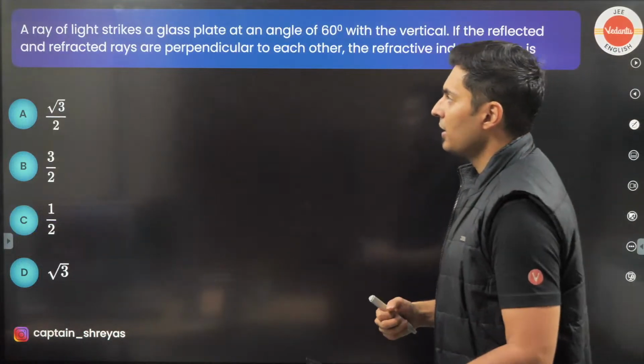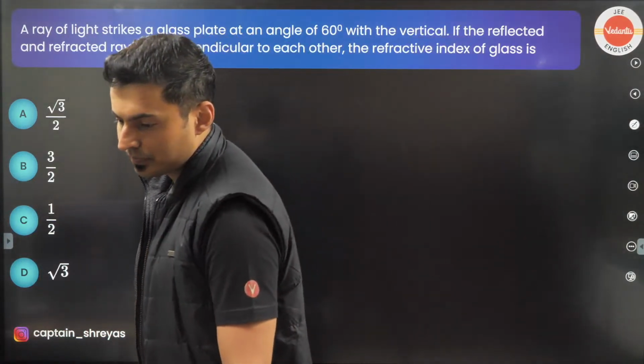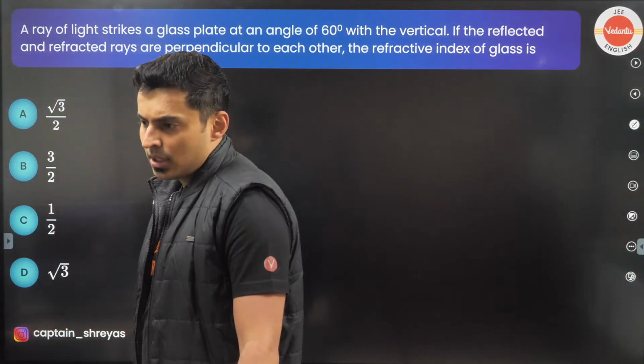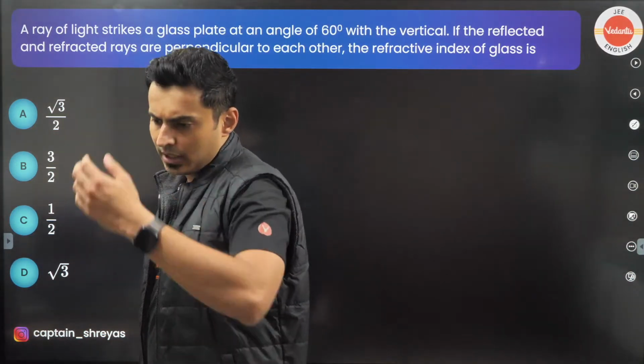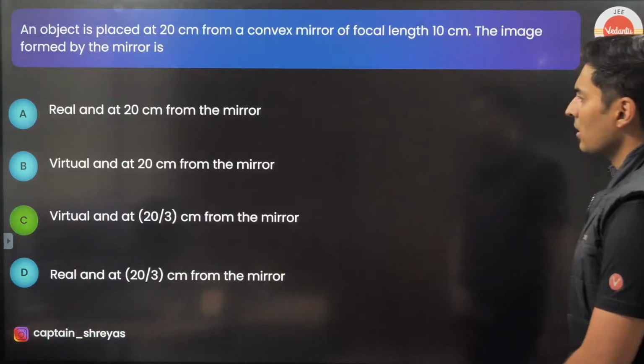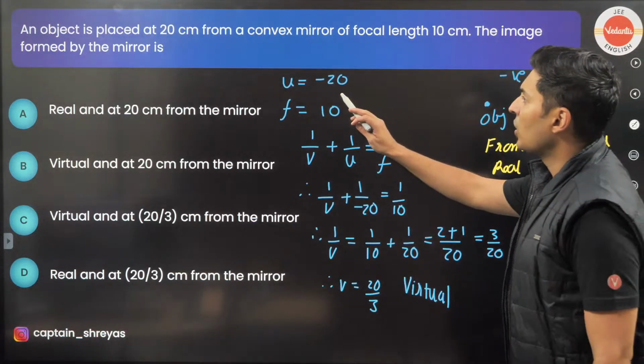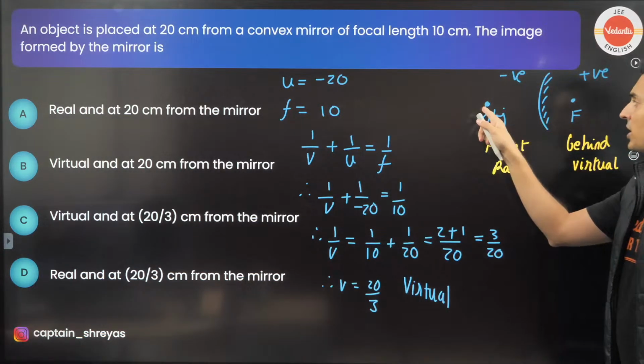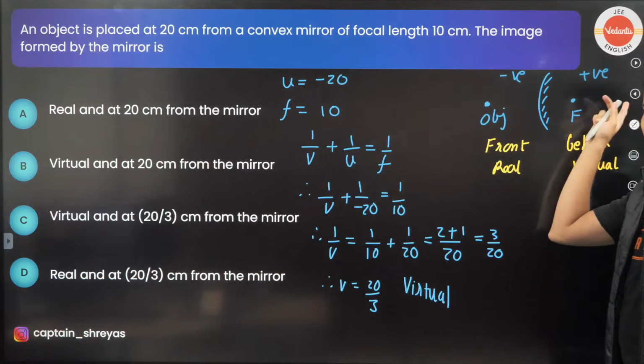Okay, moving on to another question coming up on your screen. Why are you taking negative values, Jaswant? I mean, where am I taking negative values? For object distance, you mean? For object distance, because object is placed 20 centimeters from the convex mirror. This is the convex mirror, object is placed here, this is the negative side, this is the positive side.